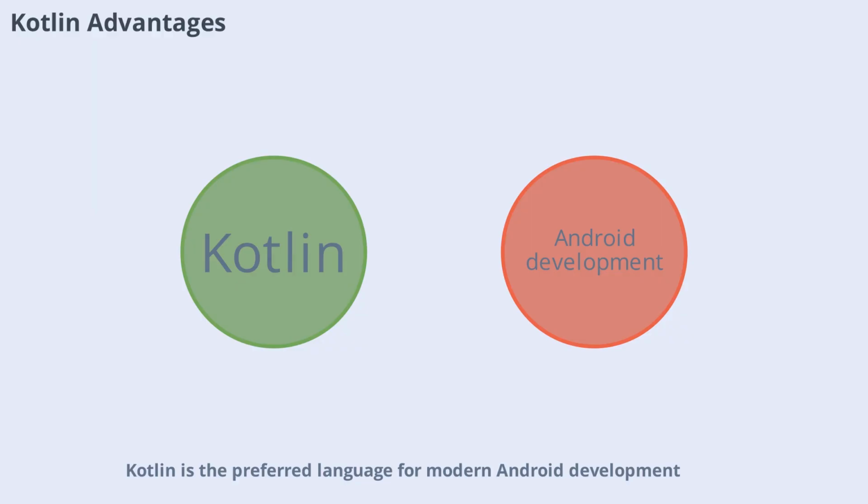Kotlin is the preferred language for modern Android development. Its concise syntax and powerful features make it easier to write safe, compatible code. Features like null safety and extension functions help you avoid common pitfalls and build more robust apps.